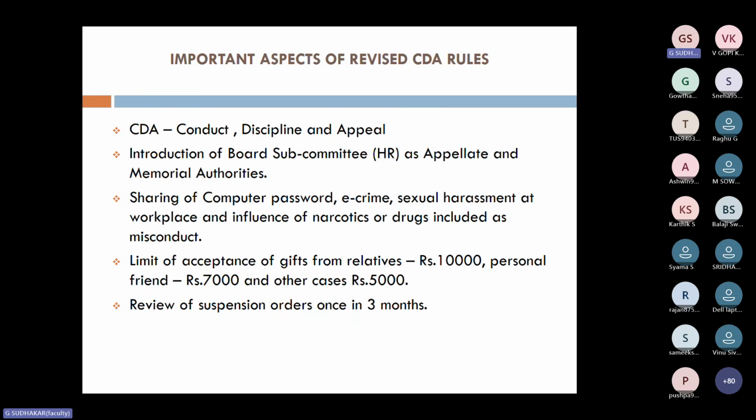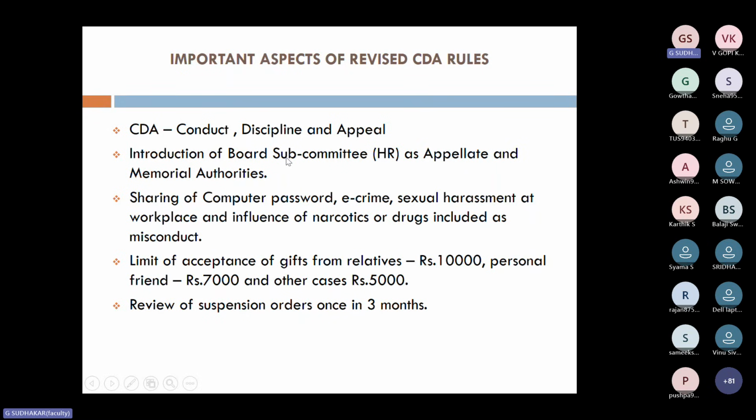But CDA rules, this is a very important aspect. You can aim for around 5 to 6 questions on CDA rules. What is misconduct? How are the rules? What is the rule number? In certain years, the rule number has been asked, 16A. But there are very familiar rules: rule number 16, rule number 16A, submission of property returns, limit of acceptance of gifts, then suspension. Like that it will go. We will go one by one.